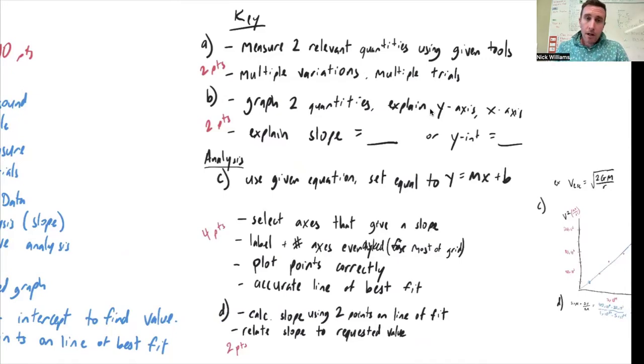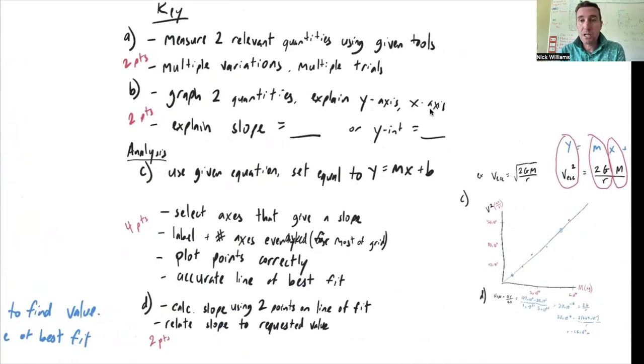On the key, for designing your procedure is just 2 points. The 2 points are first to measure two relevant quantities using given tools. So for example, if you are given a pressure sensor and a meter stick, measure the depth of the water and the pressure at that depth using the pressure sensor. So that's 1 point. Usually this is going to be pretty obvious based off of the tools that they give you. Don't overthink it. It doesn't need to be a 10-step procedure.